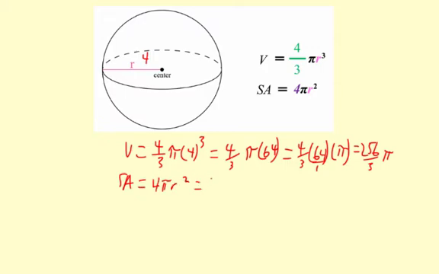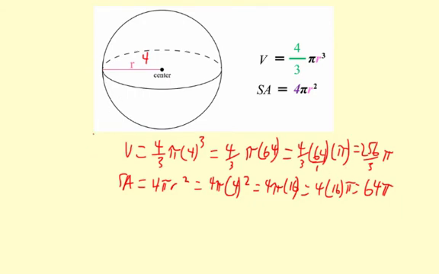So for surface area, it's 4 pi r squared. So that equals 4 pi times 4 squared, which is 16. And I'm going to use the commutative property of multiplication. That's 4 times 16 times pi. 4 times 16 is 64, so 64 pi. So that's all there is to it.